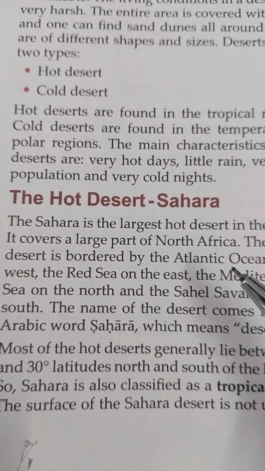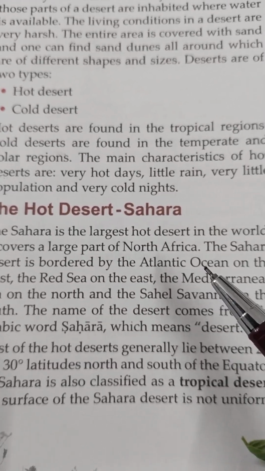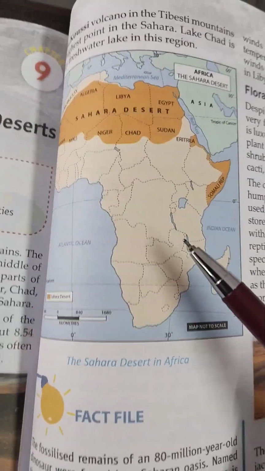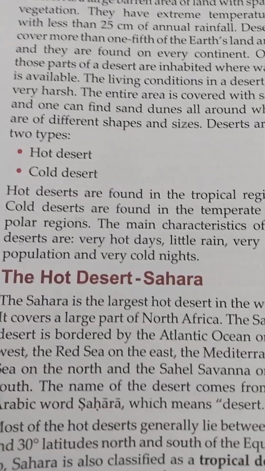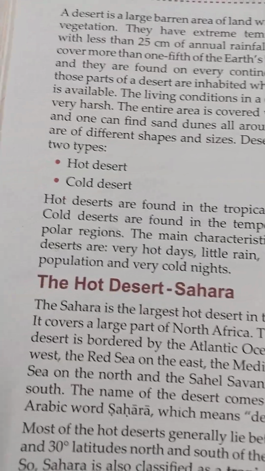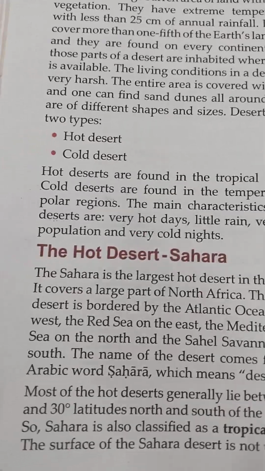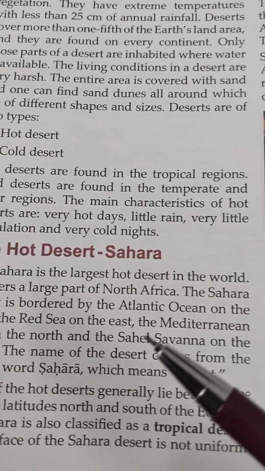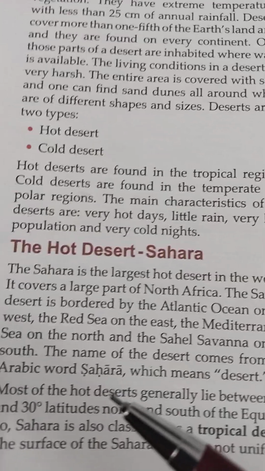Now Sahara, children, is the largest hot desert in the world. It covers a large part of North Africa. You can see in this map also that it covers a large part of North Africa. The Sahara Desert is bordered by the Atlantic Ocean on the west, the Red Sea on the east, the Mediterranean Sea on the north, and the Sahel Savanna on the south.